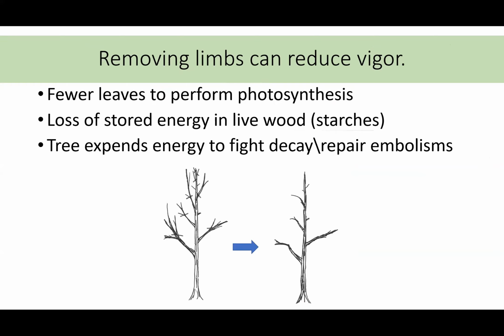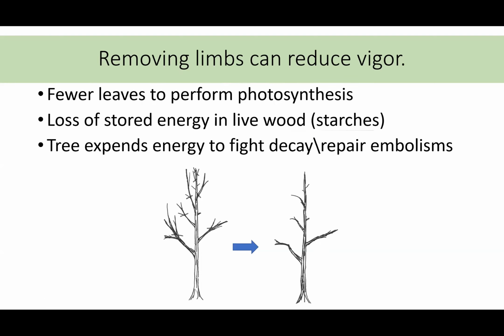Also, trees store energy in the form of starches in their live wood. And that's in branches as well as roots and things like that. But a lot of energy is stored in branches. So when you prune off a live branch, all the stored energy in that branch is lost to the tree, which if you think about it from the tree's perspective, that's pretty frustrating, right? The tree had banked all that energy, and it just lost it when you pruned off the branch.